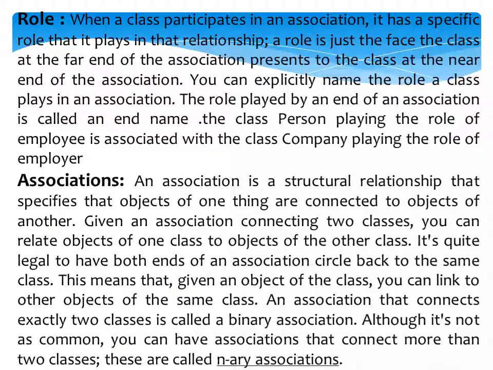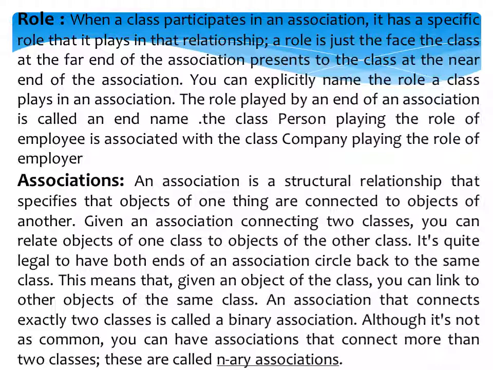Role. When a class participates in an association, it has a specific role that it plays in the relationship. A role is just the face the class at the far end of the association presents to the class at the near end of the association. You can explicitly name the role a class plays in an association. The role played at an end of an association is called an end name. The class Person playing the role of employee is associated with the class Company playing the role of employer.